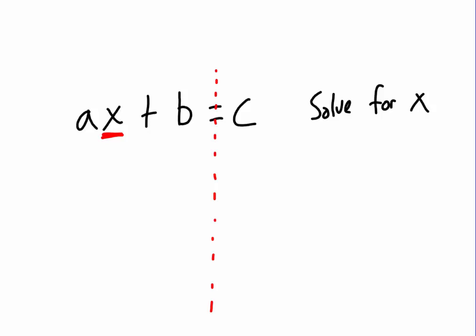Well, we have some multiplication and we got some addition. So the first thing we need to do is get rid of the addition. Well, it says plus b. If b was any kind of a number, we'd just subtract that number. Well, that's what we're going to do here with the b. We're just going to go minus b, minus b.